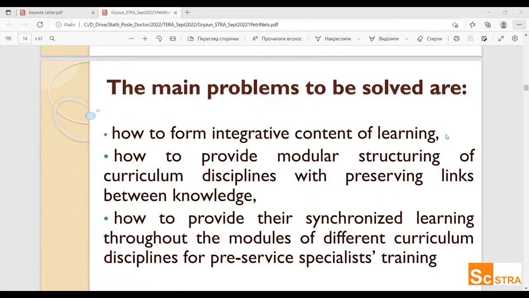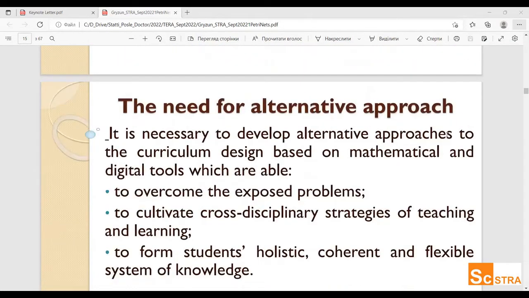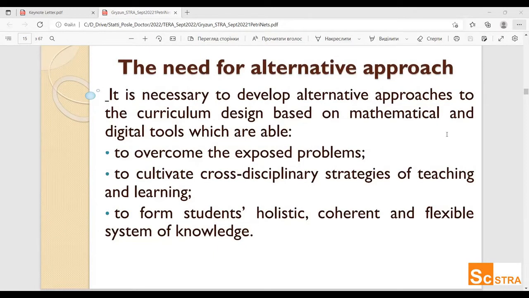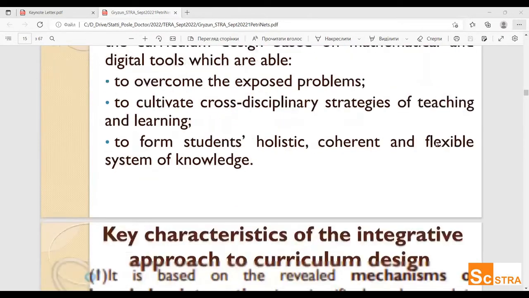So the main problems to be solved are how to form integrative content of learning, how to provide a modular structure of curriculum disciplines while preserving links between knowledge, and how to provide synchronized learning throughout the modules of different curriculum disciplines for specialist training. So it's clear that it's necessary to develop some alternative approaches to curriculum discipline based on some mathematical and digital tools, which are able, first of all, to overcome the exposed problems, to cultivate cross-disciplinary strategies of teaching and learning, and to form students' holistic, coherent, and flexible system of knowledge.